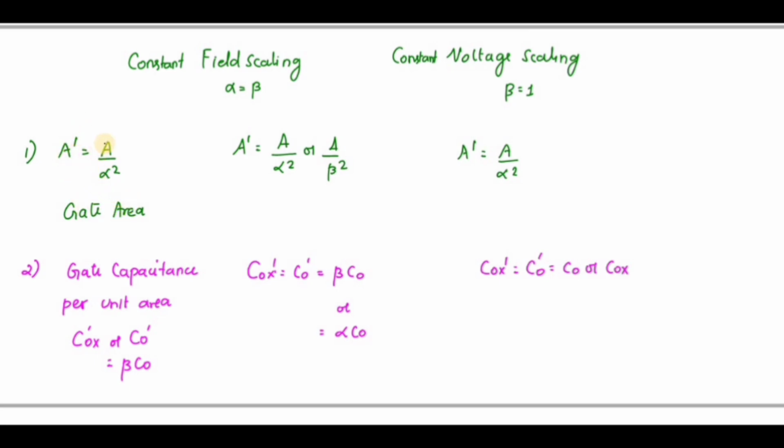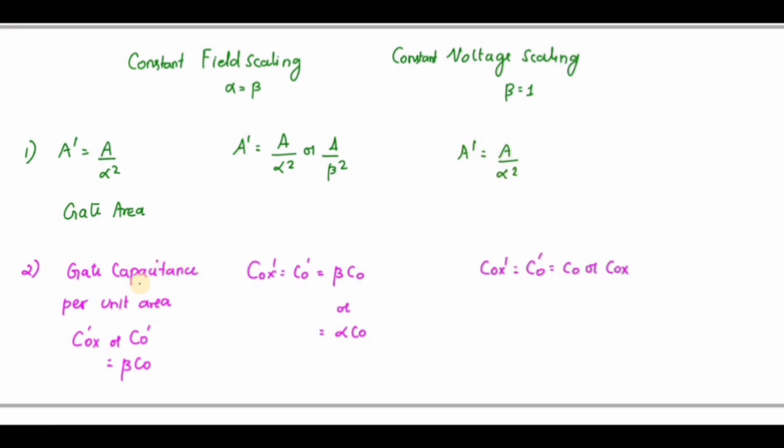So for constant field scaling, alpha is equal to beta, and for constant voltage scaling, beta becomes 1. So I can write A bar is equal to A divided by alpha square or A divided by beta square. If I substitute beta instead of alpha, I will get A divided by beta square. So I have scaled the gate area by alpha square or beta square. In constant voltage scaling, the beta value is 1, so it will remain the same. Here also, A bar is equal to A divided by alpha square.